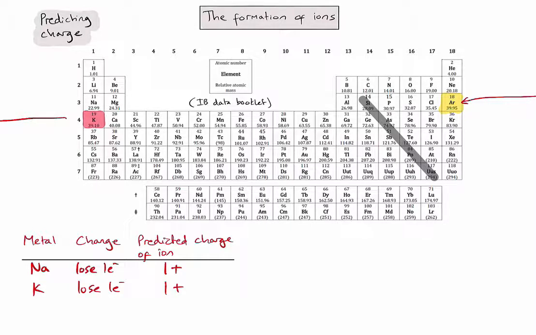It's worth noting that this is going to be the same for all group 1 elements. They will lose one electron and end up with an ion with one positive charge. Let's now consider magnesium.